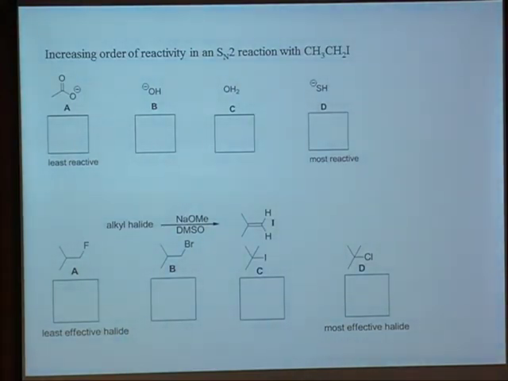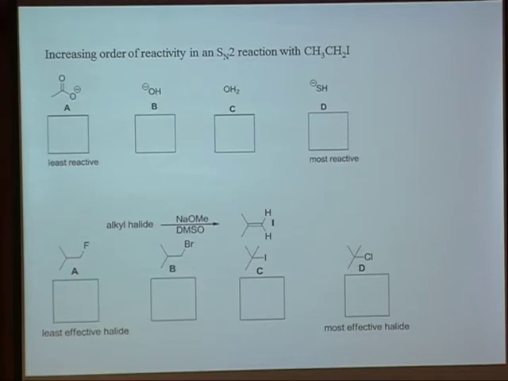Conjugate bases of strong acids are good leaving groups. All right. Conjugate bases of stronger acids are good leaving groups. Clear over here? We can tell, yes.